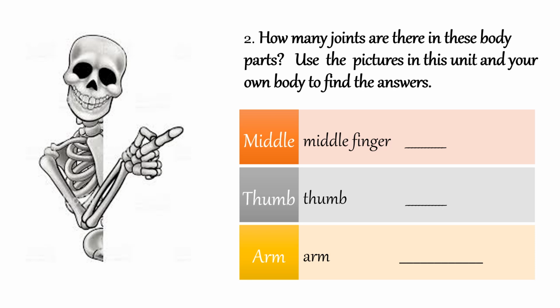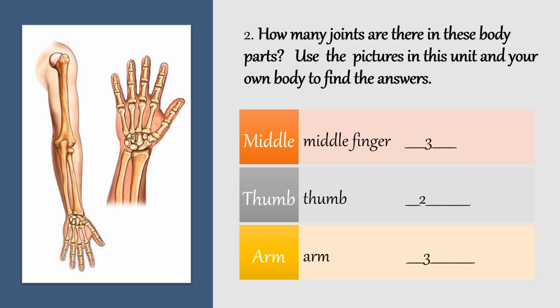Now for that, I want you to examine your own hand and arm and count the bones present in your finger, thumb and arm. And then you will check these bones are joining with the other bones on the meeting point called joints. And then you will come to know how many joints are there in your arm, thumb and middle finger. Then write the answers in your book and then I will tell you the correct answers.